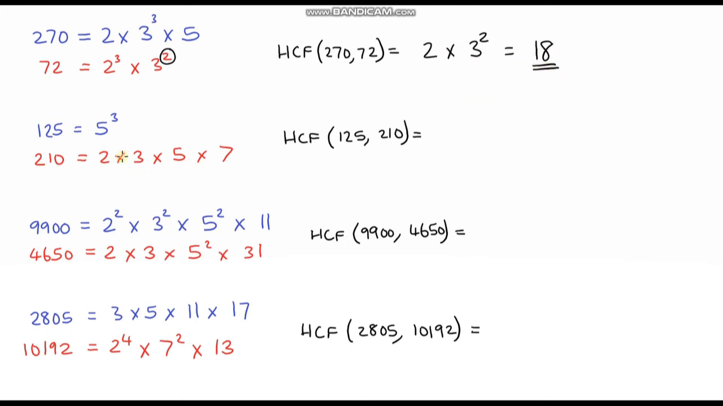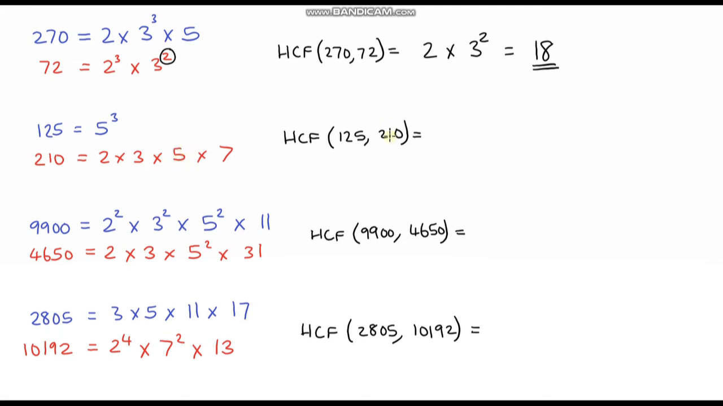Okay, let's move on to the next one. So 125 is 5 cubed, and 210 is 2 times 3 times 5 times 7. So what do they have in common? Well, they don't have any 2's in common. We've got 2 here, but no 2's here. We've got a 3 here, but no 3's here. We do have 5's in common. So we've got 1 5 here and 3 5s here. And again, we can only use the minimum number.